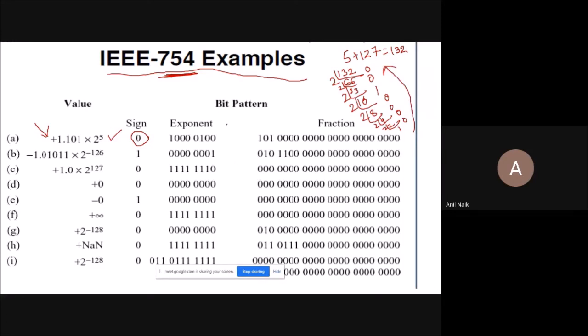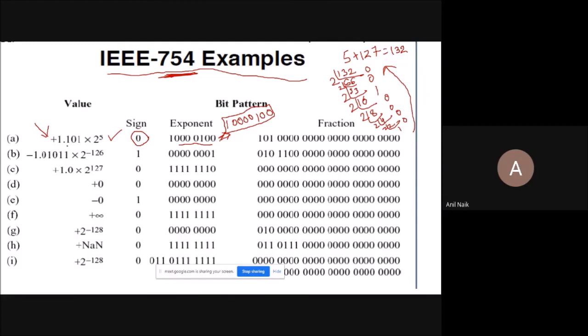So just calculate here: 1, then how many zeros? 1, 2, 3, 4. Then 1, 0, 0. So how many bits total? Just check whether both are the same or not. 1, four 0s, 1, 0, 0. So the biased exponent is very important. You have to add it to the exponent value. How much do you have to add? Plus 127. So this is your exponent.